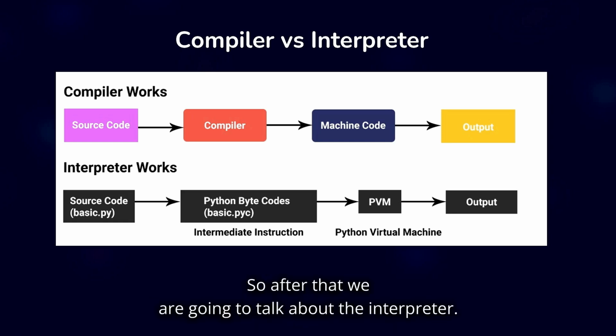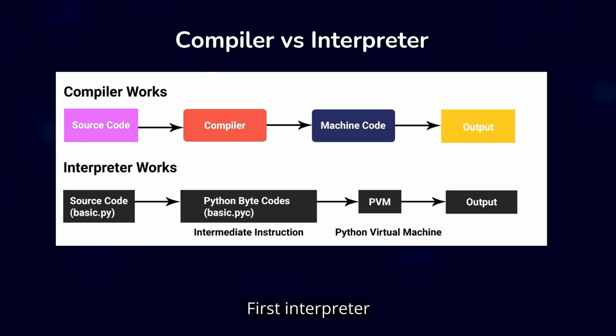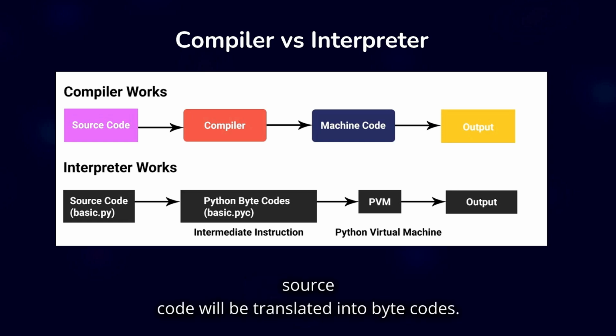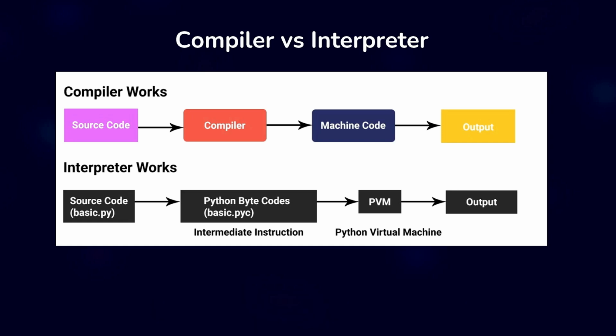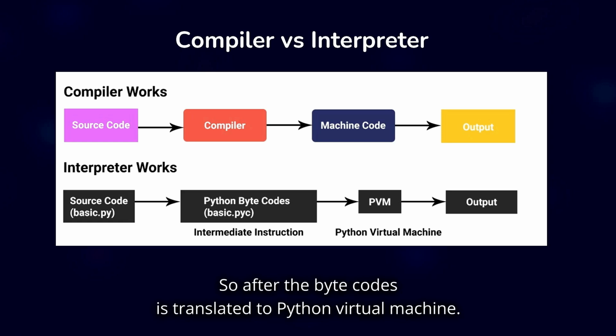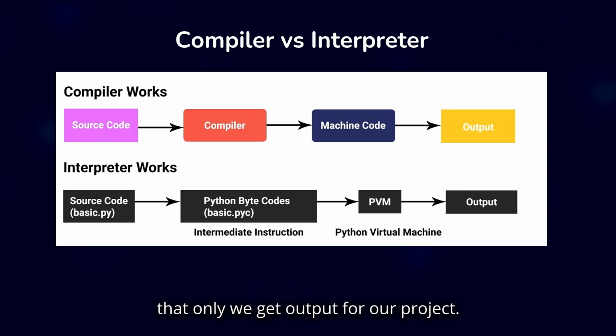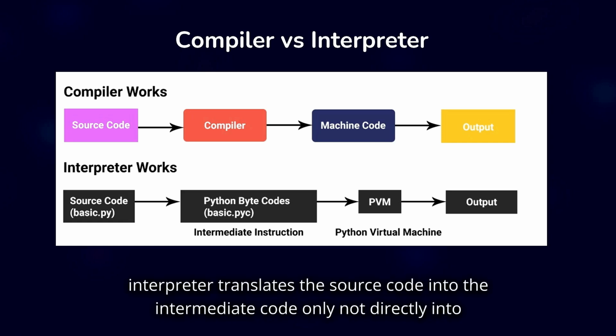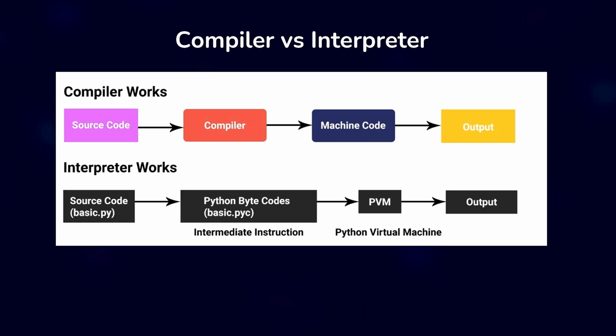After that, we are going to talk about the interpreter. First, the interpreter's source code will be translated into byte codes. So that's the intermediate instruction of the interpreter. After that, the byte codes are run on the Python virtual machine. After that only we get output for our project. So that's the working of the interpreter. The interpreter translates the source code into intermediate code only, not directly into machine code. So that's the main difference. The compiler directly converts the source code into machine code.